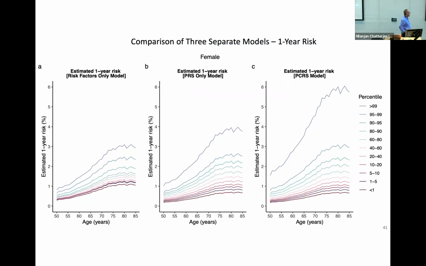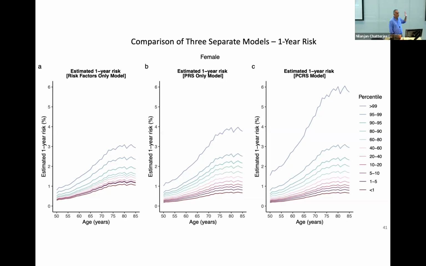And this is what I'm showing, the 1 year absolute risk for women in this case, according to 3 models. One is if I do not include the polygenic risk score at all, and just use age, BMI, smoking, and family history. Another is just based on the polygenic risk score. Another is the combined one. On the x-axis, I'm showing how the risk changes as a function of age, right? And we all know that cancer risk increases as age increases, and that's the gradient you are seeing.